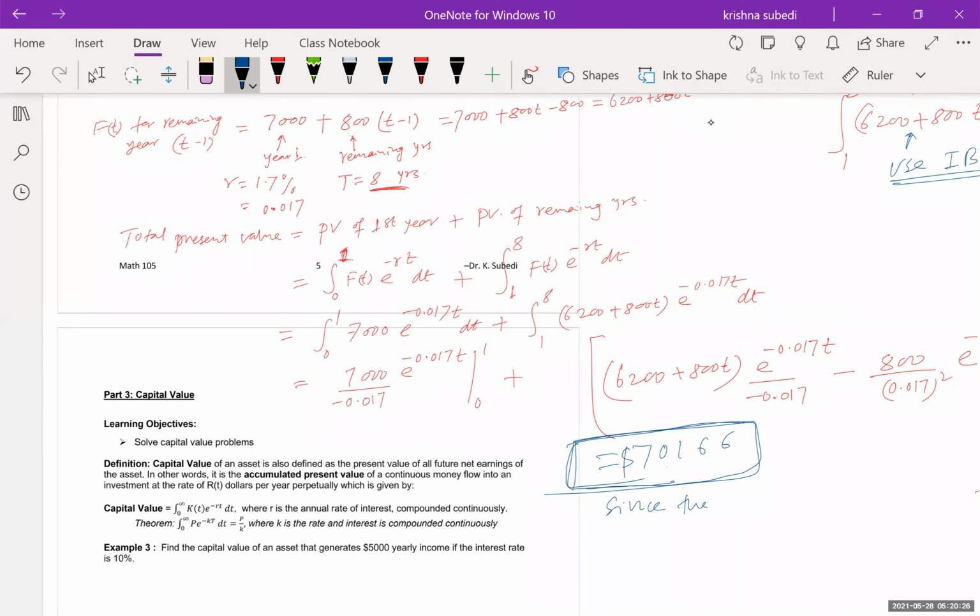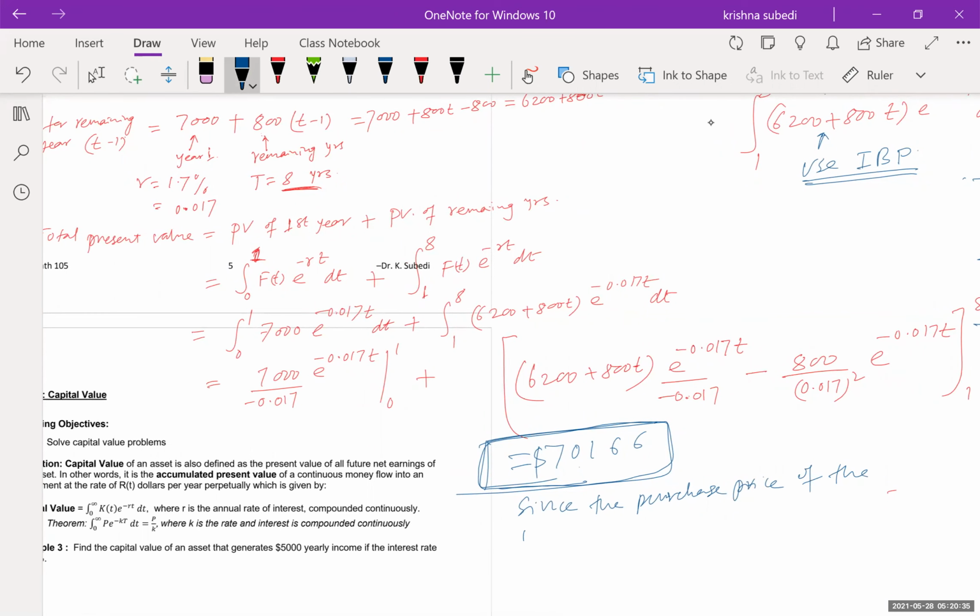Since the purchase price of the machine is 65,000, but the machine is worth this much, it is a good deal. All right.